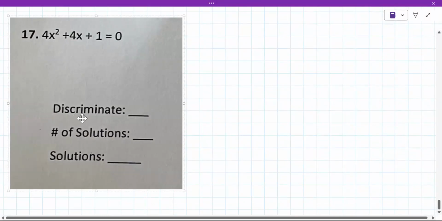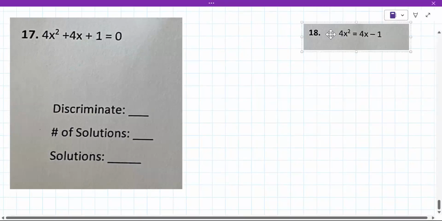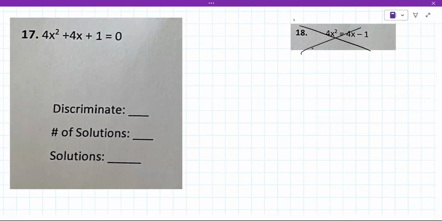To do the discriminant, you have to get everything on one side of the equation, which is the case here. If you look at 18, you'll notice 18 does not have everything on one side of the equation. If you just look at those side by side, 18 doesn't have everything on one side, so you have to move stuff. But we're doing 17, so don't worry about that for the moment. You have to identify A, B, and C.